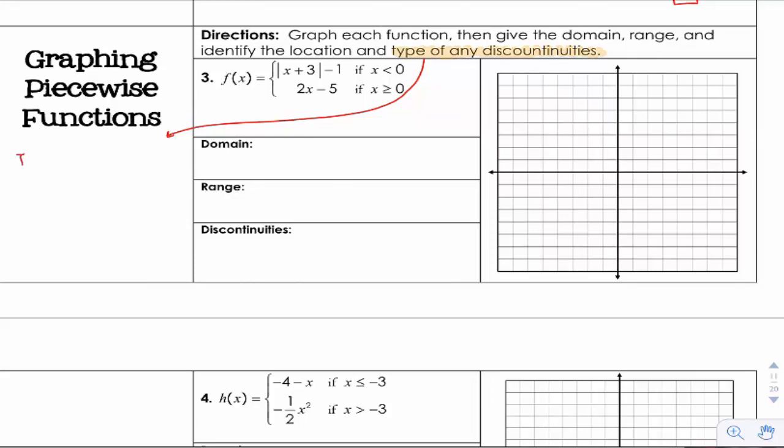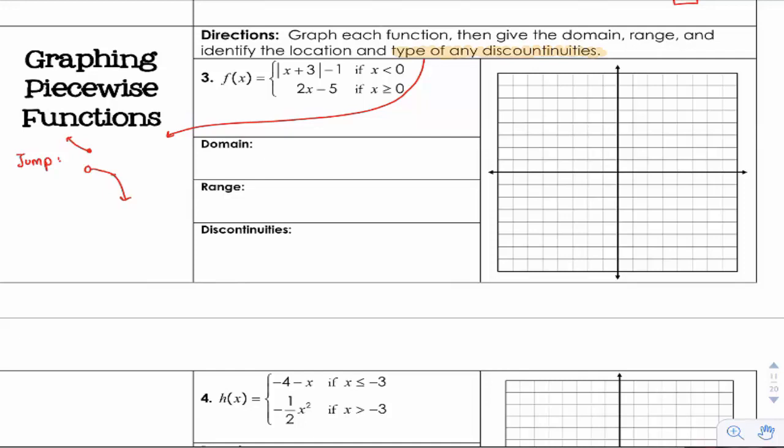The first type is called a jump discontinuity. A jump discontinuity is just when you have a point and another point where it jumps. So there's a gap. I kind of drew that wrong. So we have a gap in your graph, and it jumps from one point to another set of values.